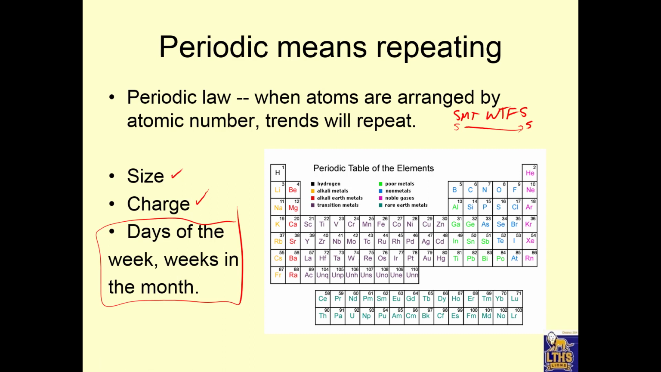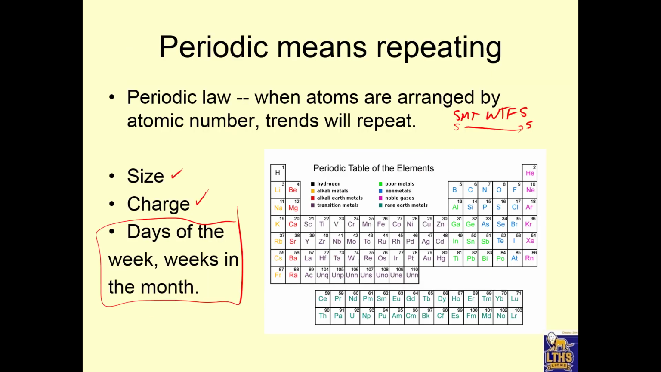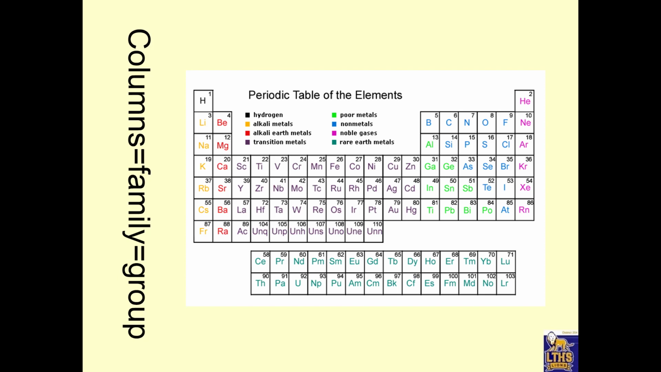Go across, there's a pattern. Next row, there's a pattern. Next row, there's a pattern. Periodic. So this is called a period. Going across, period. And then, up and down, they're called columns or families, right?